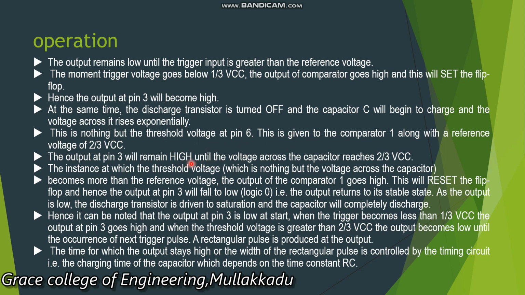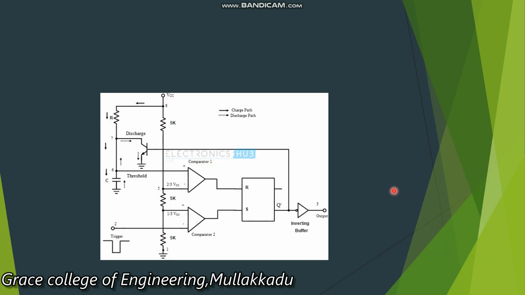It will remain in the high state until the capacitance charge reaches 2/3 VCC, and at the instant at which the threshold voltage becomes more than the reference voltage, the output of the comparator will also go high, and once again it will enter into the reset mode and the output becomes 0.